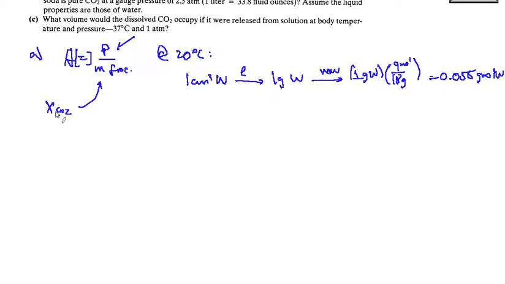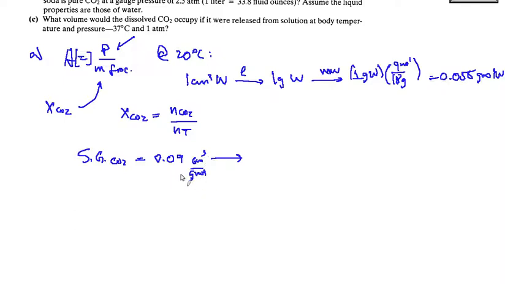So let me work first for X CO2. For X CO2 I need the moles of CO2 divided by the total moles. Total moles, we're going to add them later, but we now need to find moles of CO2. So the specific gravity of CO2 is 0.09, and this is referenced to cubic centimeters per gram mole. I found it on the internet at this temperature, of course.